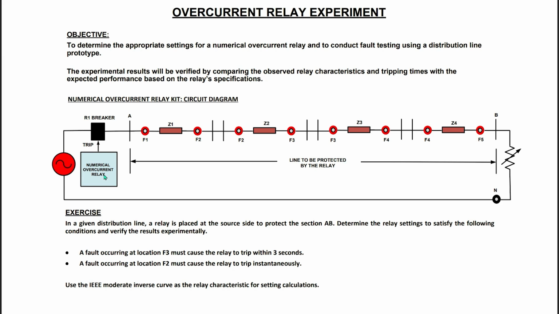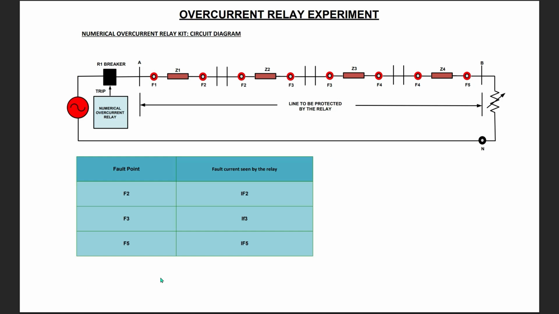What we want is to determine the relay settings to satisfy the following conditions and also to verify the result experimentally. The conditions are: for a fault occurring at F3, the relay is to trip within 3 seconds, and if a fault occurs at F2, the relay is to trip instantaneously without any delay. The relay uses the IEEE moderate inverse curve as the characteristic for settings calculation. The data required for this test is tabulated here.